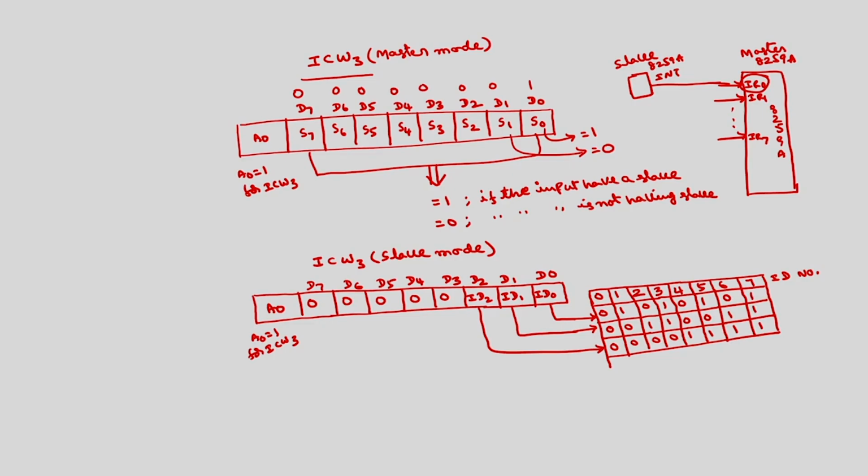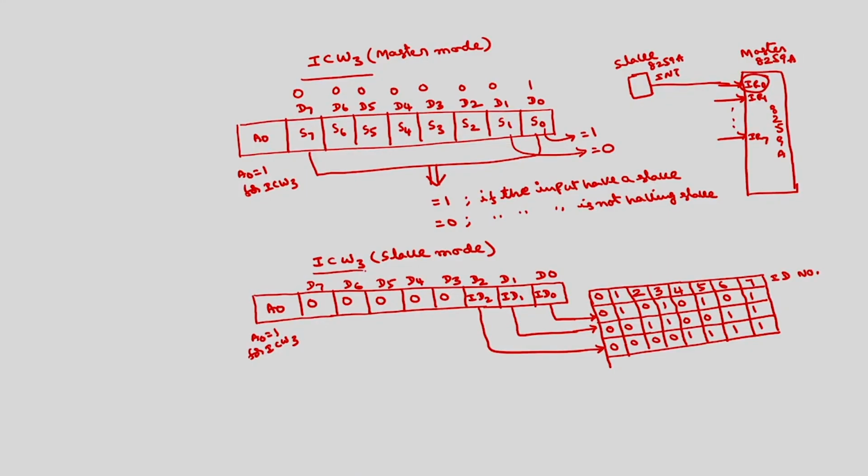So, this is the ID generated by the master 8259 in response to the first INTA bar cycle. This will be in slave mode. Whenever the slave 8259 receives this ID, it will respond to the second and third interrupt acknowledge cycles. It will give the type of interrupt code on the lower order 8 bits of the data bus of the 8086. This is about the ICW3 in master mode and slave mode.